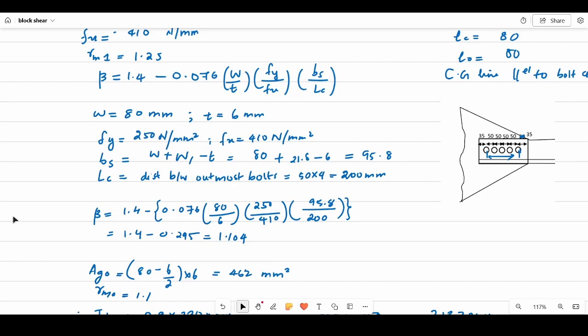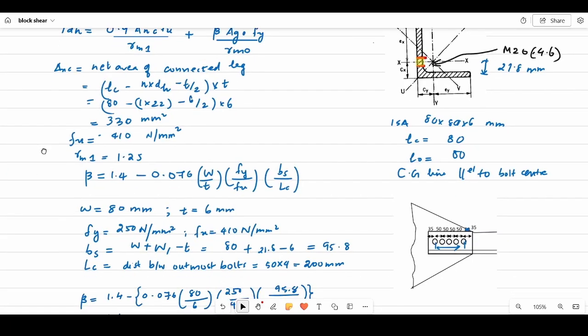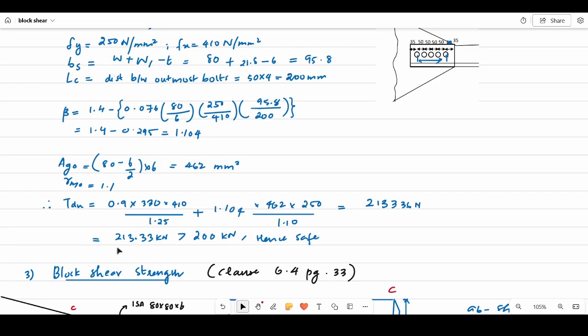Now the next term associated with our net area calculation is Ago. So G means gross, O means outstanding leg. So we know the width as 80 minus the thickness 6 by 2, into 6, we will get 462. Gamma m0 value we know. All these things will be substituted in the rupture strength of a single angle, and we will get a value of 213.336 kilonewton, and this is greater than our factored load of 200. Hence our angle section 80 by 80 by 6 will be safe under net rupture strength.